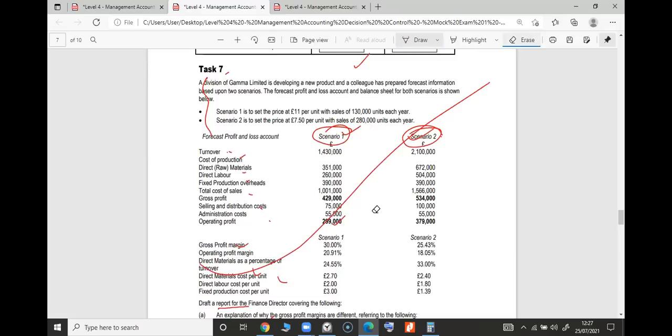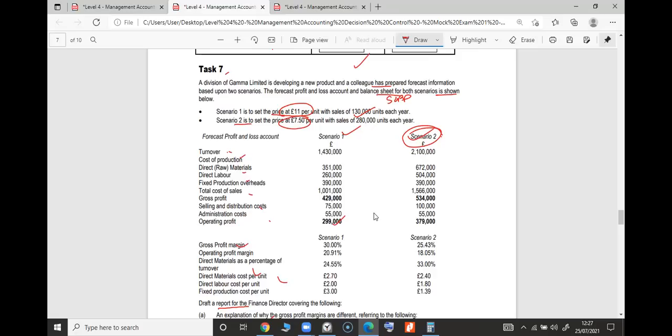Let's read the question now. A division of Gamma Limited is developing a new product, and a colleague has prepared forecast information based upon 2 scenarios: the forecast profit and loss account and balance sheet for both scenarios. Balance sheet means SOFP. Scenario 1, when you set your selling price at £11, you can sell 130,000 units. In scenario 2, you reduce your selling price to 7.50.